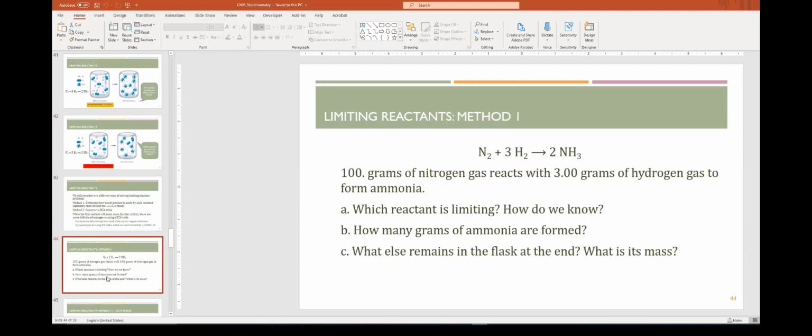Okay, so method 1. Staying with this problem real quick. We have 100 grams of nitrogen reacting with 3 grams of hydrogen to form ammonia. We want to know which is limiting, and we want to see how we know. We can't, by the way, just look and say, oh, there's 100 grams of nitrogen and 3 grams of hydrogen. There's clearly way more nitrogen, and so that's limiting. I mean, excess. You can't compare the masses. Remember, you need to compare the moles, right? Always compare the moles.